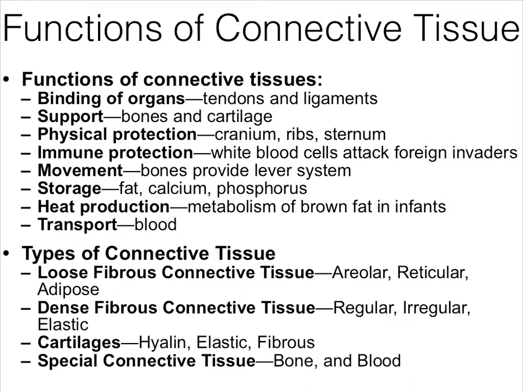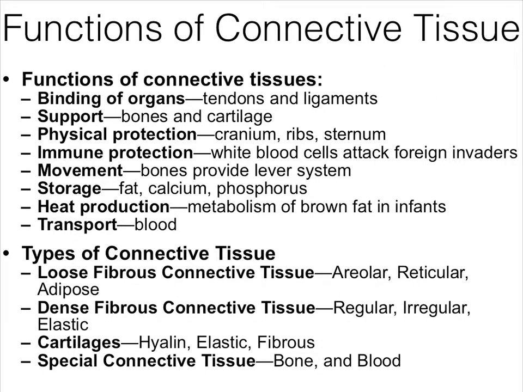They're what binds organs together. For instance, you can bind one organ to another organ, like tendons, which are going to bind bones to muscles, and ligaments, which are going to bind two bones together. A bone, or a muscle, by the way, is an organ. Support: bones themselves are connective tissue, as are cartilage, and both of those give structure and support to your body. Physical protection: your skull, your rib cage, pretty much all of your bones are going to protect you from damage.